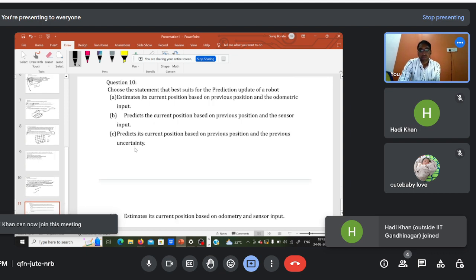So that was just the definition. Now question 10: choose the statement that best suits the prediction update of a robot. Can anyone, at least for the last question, attempt? Are you able to read the question properly, or is the font size small or something? Please tell.